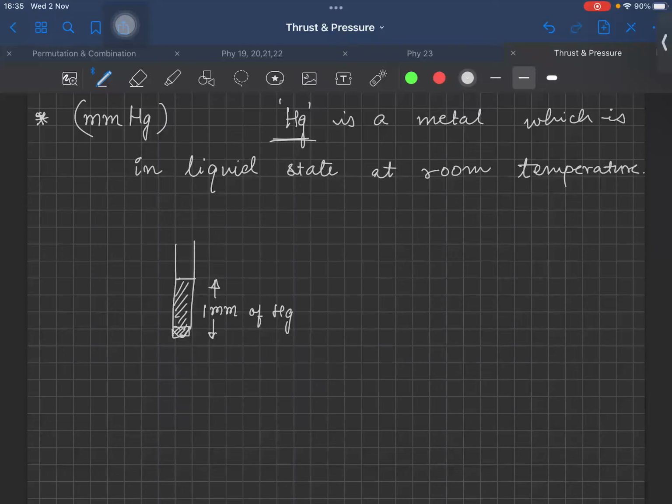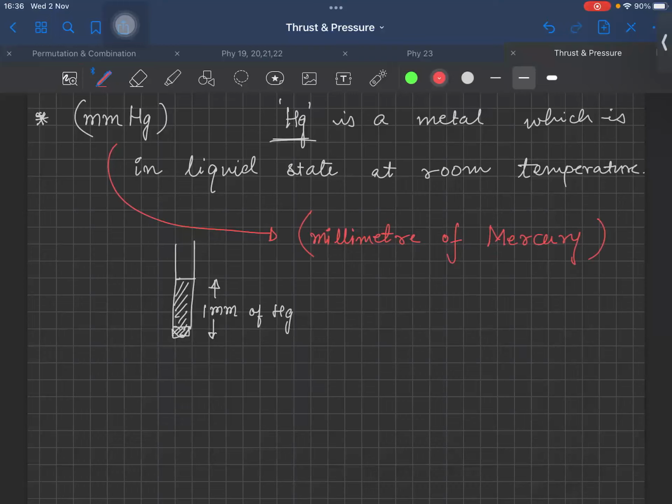Okay. So there is again a conversion of mmHg. I'm not going into that, but let me write it completely: this is called millimeter of mercury. These are usually used in pipe flow, like capillary tubes. In that we measure pressure using millimeter of mercury, or in a thermometer.